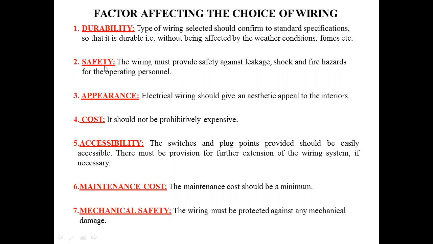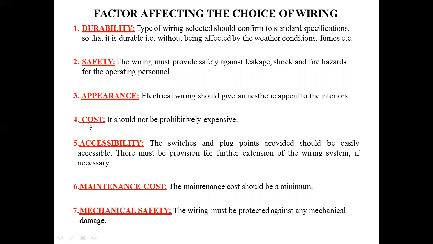The second very important parameter is safety. The wiring must provide safety against leakage current, electrical shock, or fire hazards for the operating personnel. And appearance means it's good looking. So electrical wiring should give an aesthetic appeal. Aesthetic means how the wiring looks, the outer appearance of the electrical wiring. There is aesthetic appeal to the interiors.